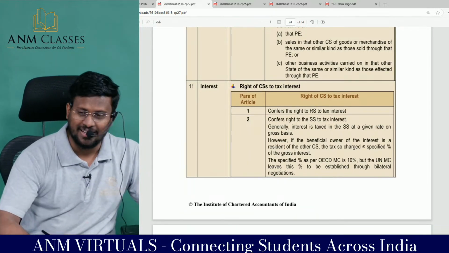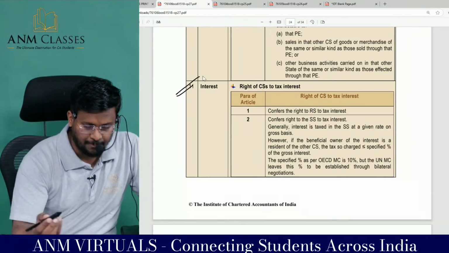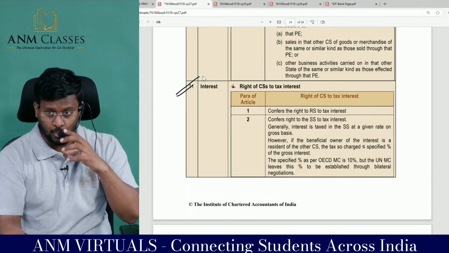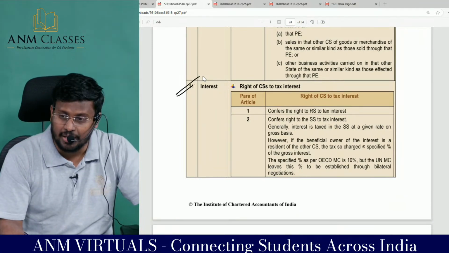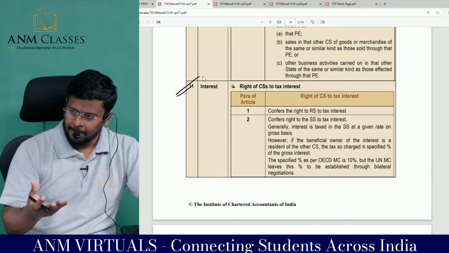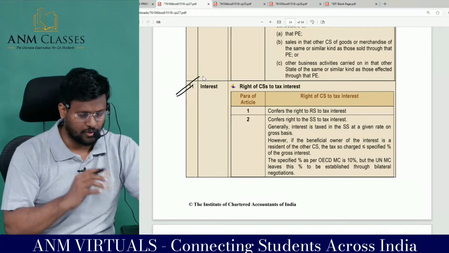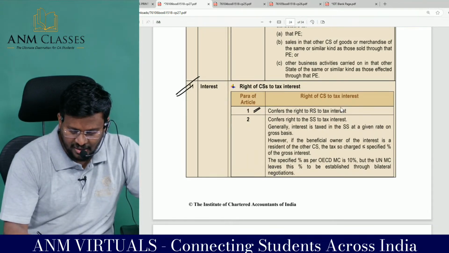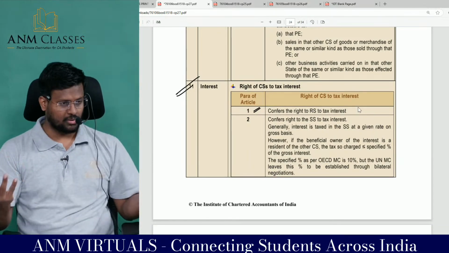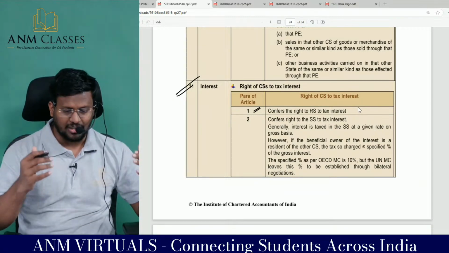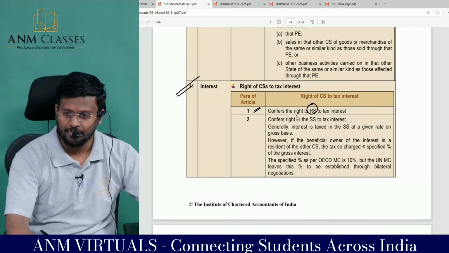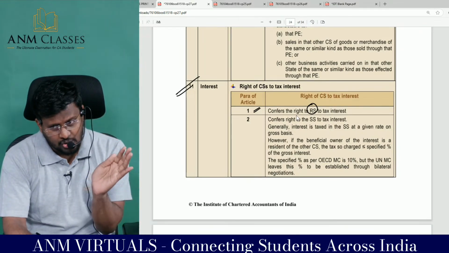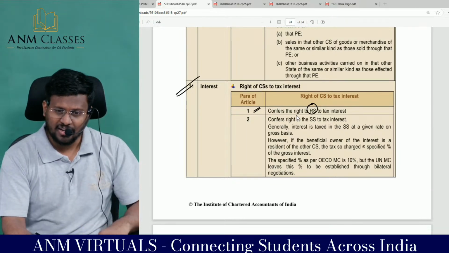We are going to talk about interest. Article number 11, interest: right of the contracting state to tax interest. First, we are going to see which contracting state has the right to tax the interest, whether the state of residence or the state of source. Para number 1 confers the right to tax the interest on the resident state. That means even IFRS is also generally taxed in the resident state.